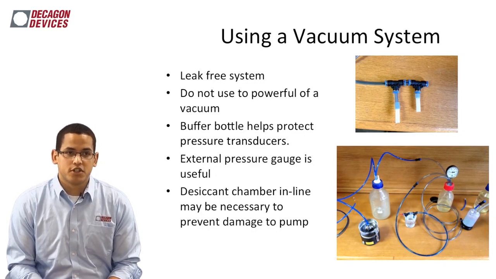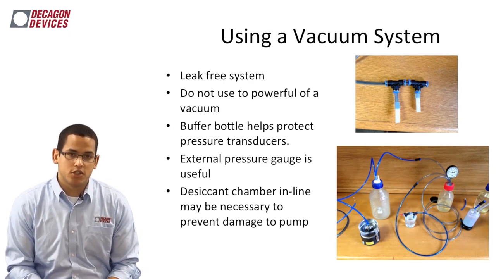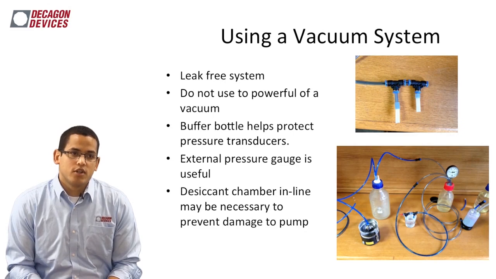One thing that helps when doing this setup is having an external pressure gauge. This allows you to watch the pressure change over time, and it also allows you to know when to come back and put the system under vacuum again as you're filling the tensiometers.